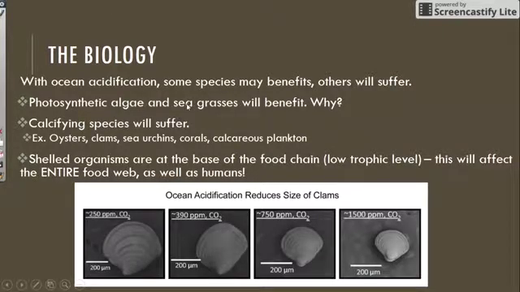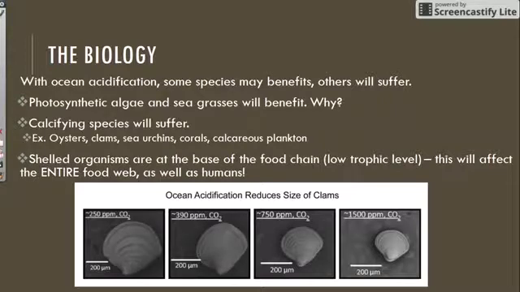Photosynthetic algae and seagrasses will benefit, because they survive on carbon dioxide in order to photosynthesize. However, our calcifying species will obviously suffer because we're taking away that calcium or the carbonate, and they can't create their shells like they did before. Corals and calcifying organisms use that calcium carbonate to create their shells through a process called calcification.